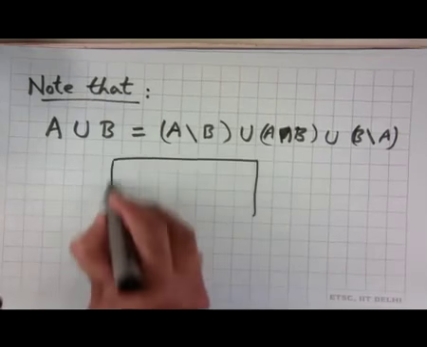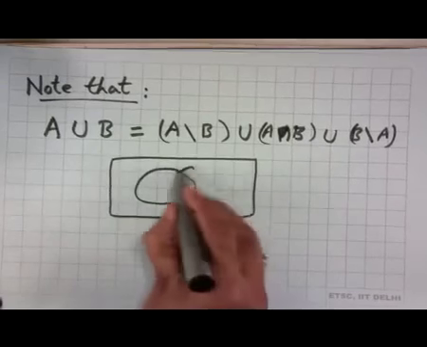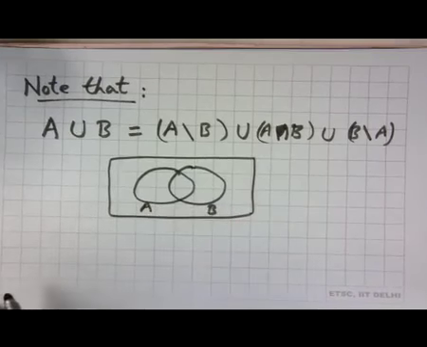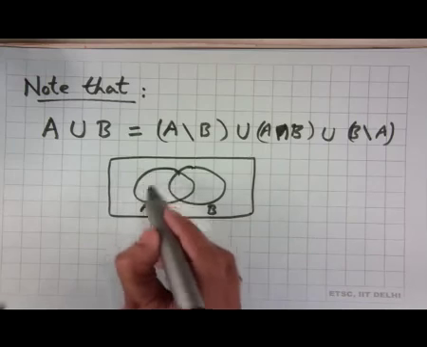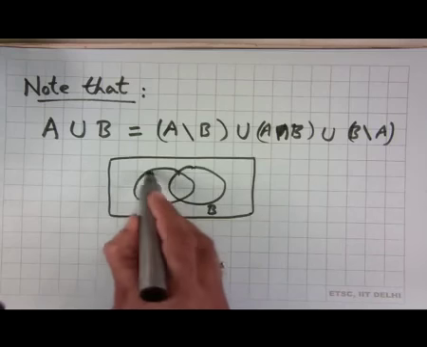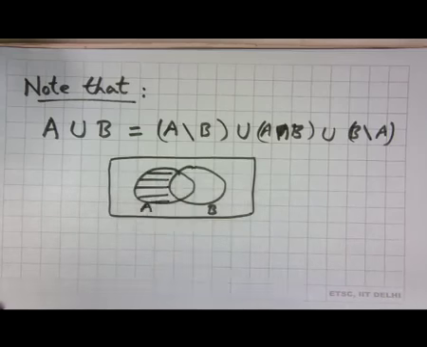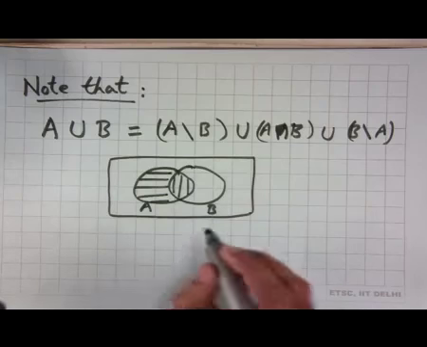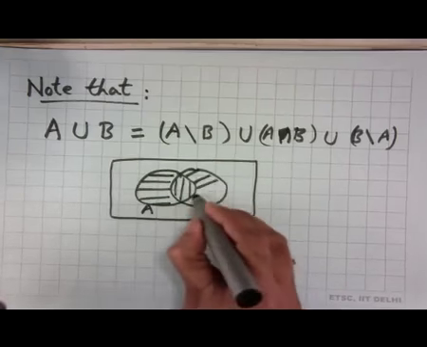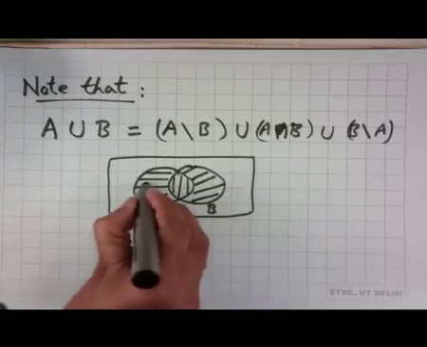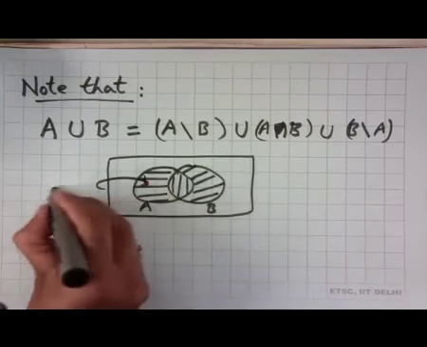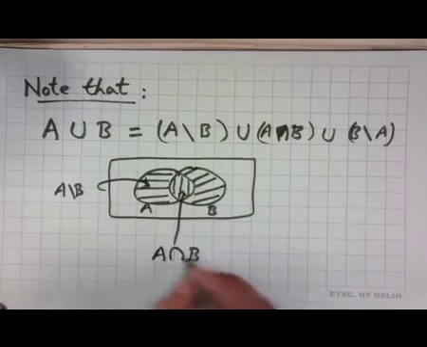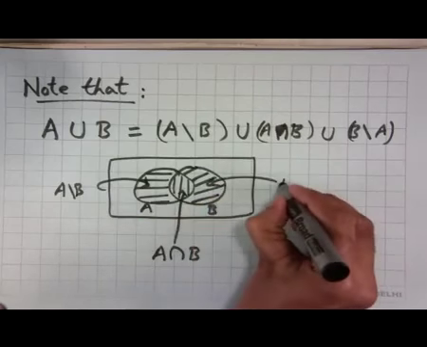So, if we have this as the set A and this is set B, then A minus B consists of all the elements in A which are not in B. So, that means that this is A minus B, this one is A intersection B, and this is B minus A. So, this part is A minus B, this part is A intersection B, and this one is B minus A.